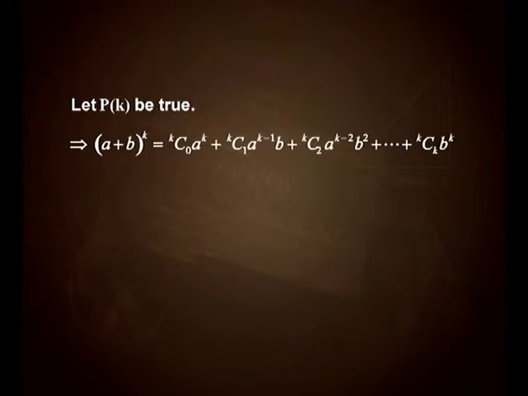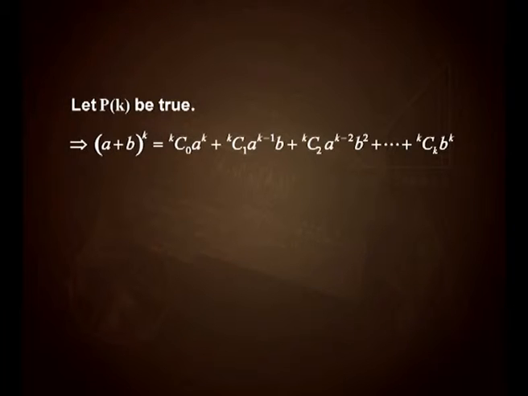Assumption step: let P of k be true, where k is a positive integer or a natural number. That means, a plus b to the power k has an expansion of the form kC0 a to the power k plus kC1 a to the power k minus 1 times b plus kC2 a to the power k minus 2 times b squared plus so on up to kCk b to the power k.